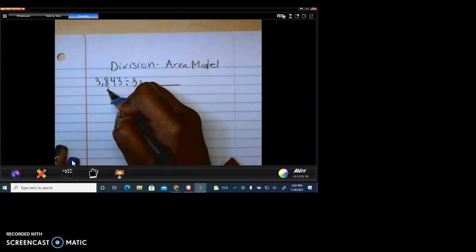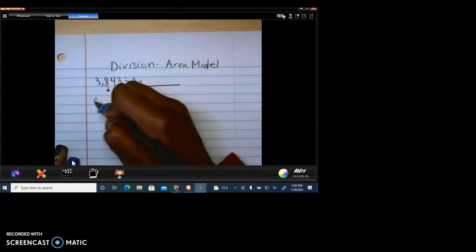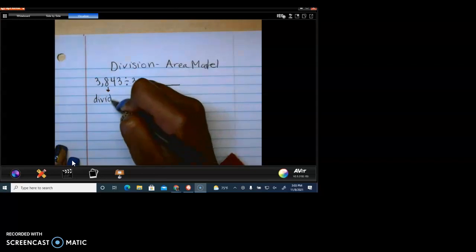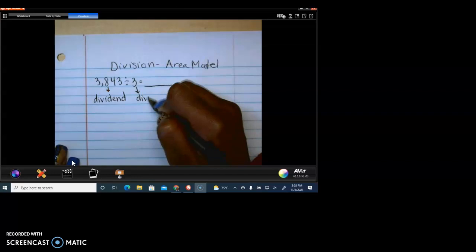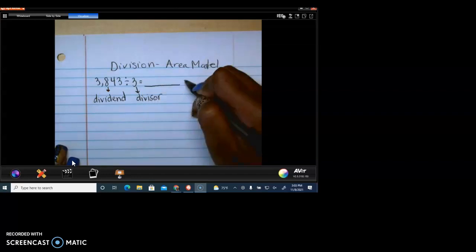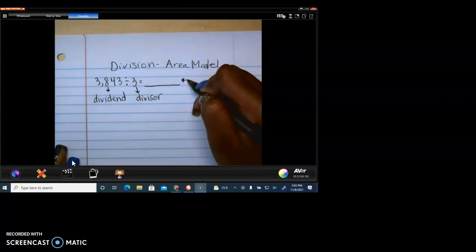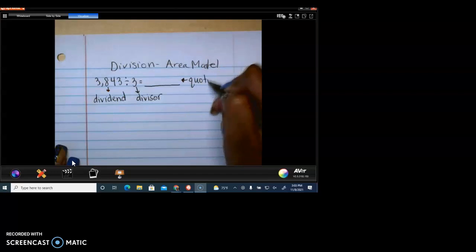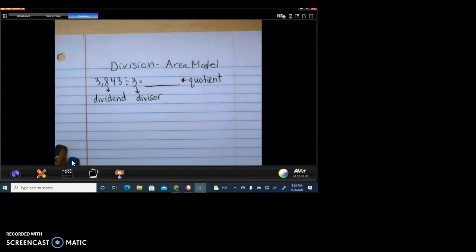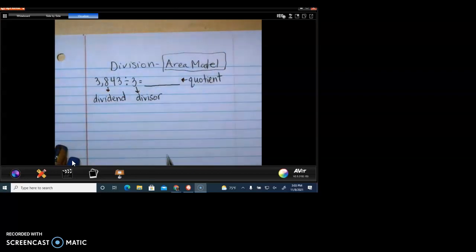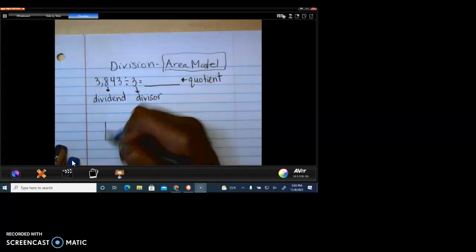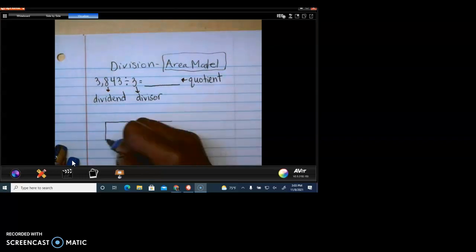Remember that there are a few vocabulary terms we want to know. We know that this is our dividend, this is our divisor, and our answer is our quotient. Okay, so using the area model, which is today's strategy, we would set it up like this.